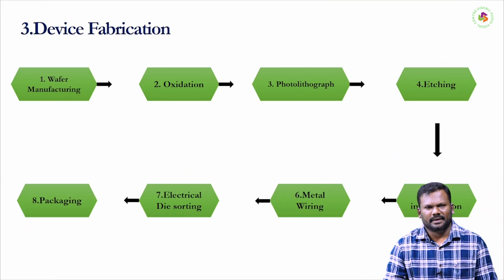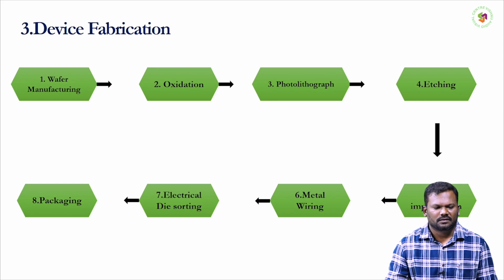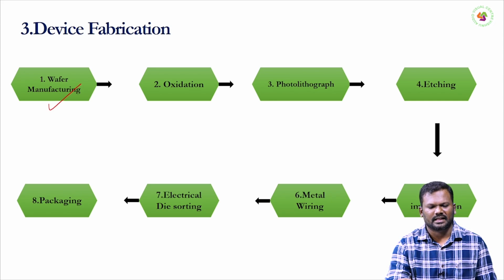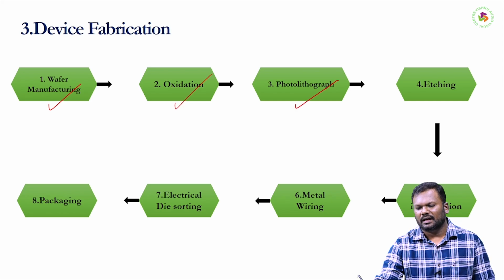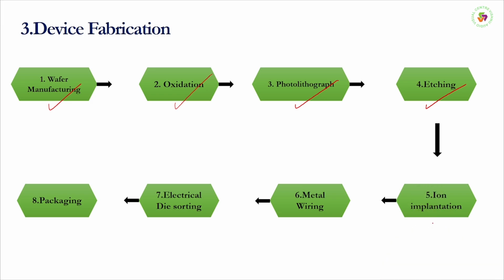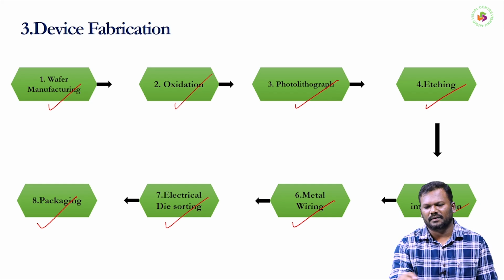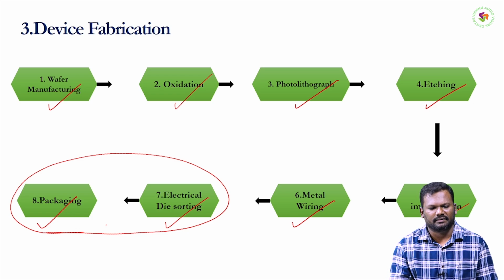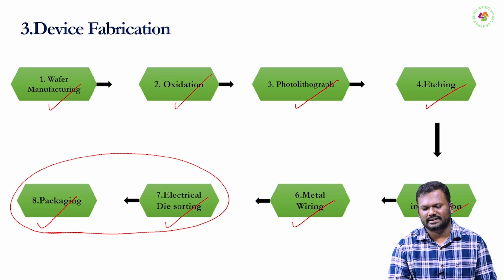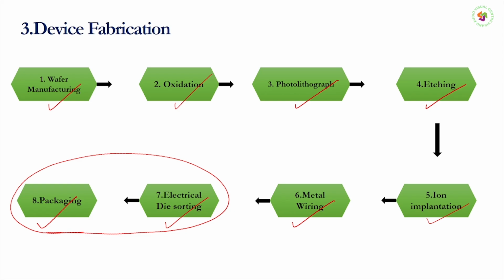Coming to the device fabrication, there are 8 main steps. The first one is wafer manufacturing, the second is oxidation, the third is photolithography, the fourth is etching, the fifth is ion implantation, the sixth is metal wiring, the seventh is electrical die sorting, and the eighth is packaging. Out of these steps, you don't have the last 2 in your syllabus, so I will cover only up to 6 steps. First we will go to the wafer manufacturing.